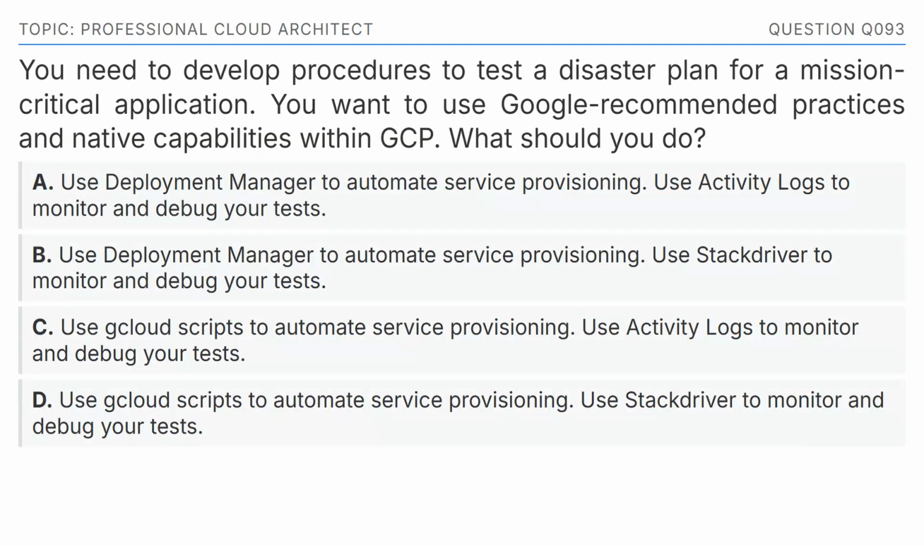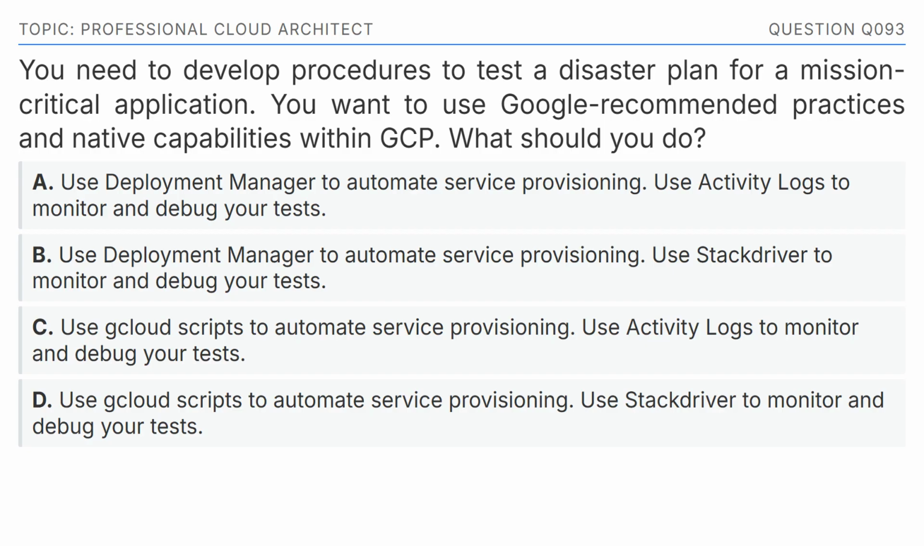You need to develop procedures to test a disaster plan for a mission-critical application. You want to use Google recommended practices and native capabilities within GCP. What should you do? The options are: Option A, use Deployment Manager to automate service provisioning. Use activity logs to monitor and debug your tests.